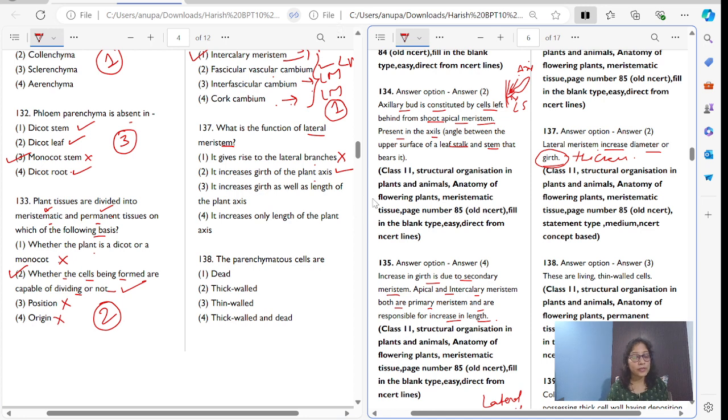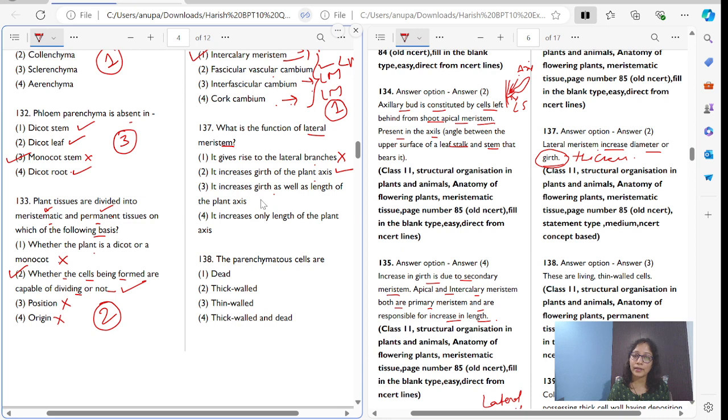Now let's read the other options as well. The third option is it increases girth as well as length of the plant axis. No, it only increases the girth. It does not increase the length of the plant axis.